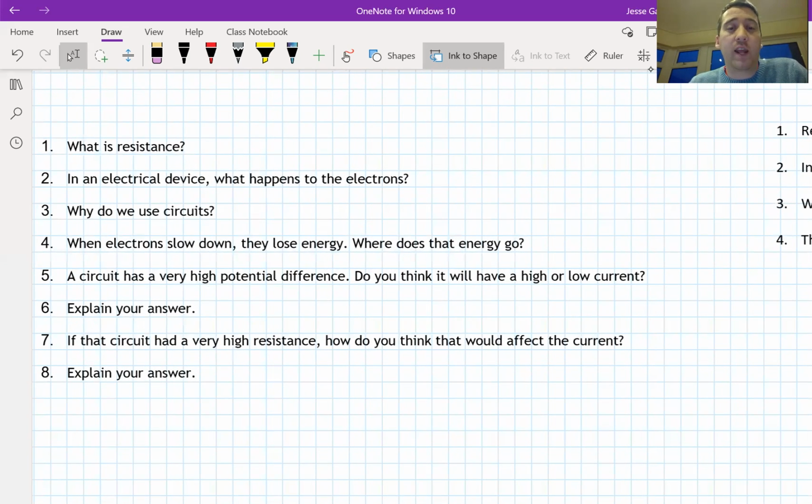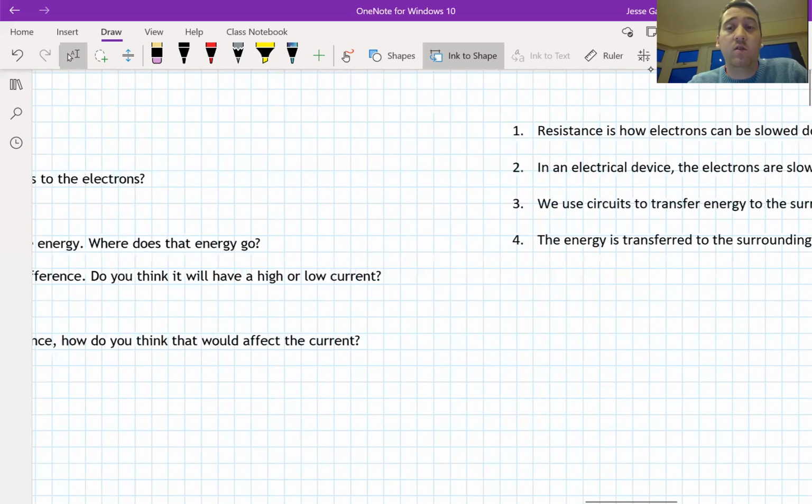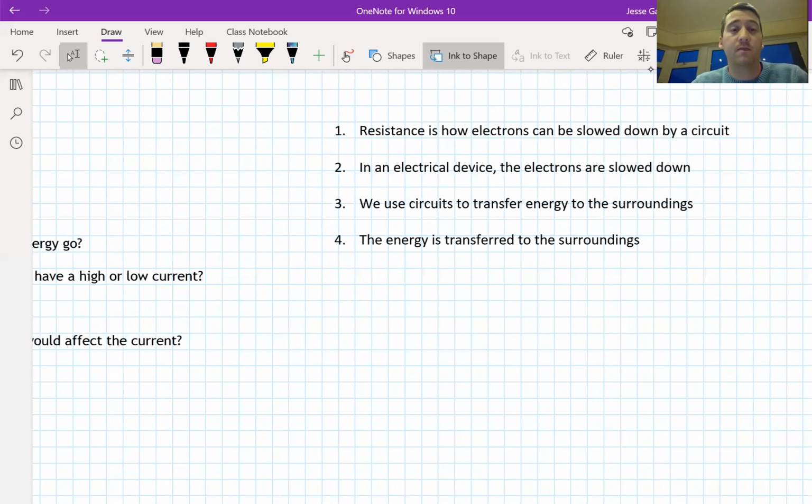When electrons slow down, they lose energy. Where does that energy go? The energy is transferred to the surroundings.